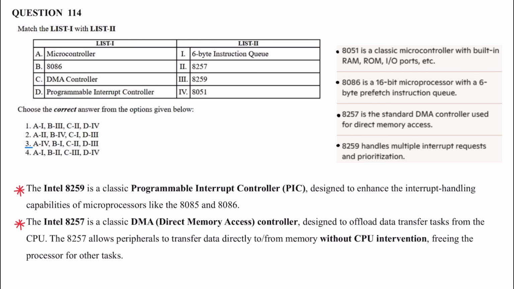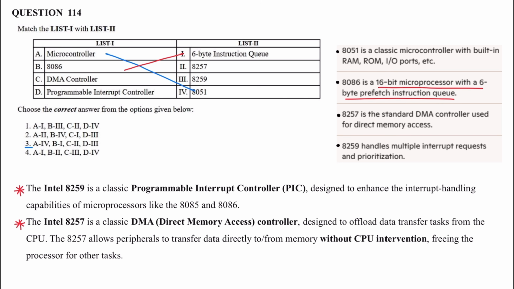Next question. Match list 1 and list 2. In list 1, microcontroller is given. The correct answer is 8051. So 8051 is a classic microcontroller with built-in RAM, ROM, IO ports and so on. Next, 8086. 8086 is a 16-bit microprocessor with a 6-byte prefetch instruction queue. B matches to 1.